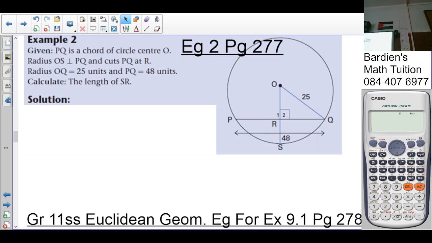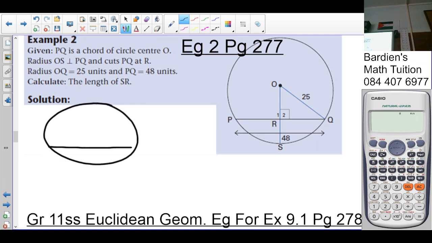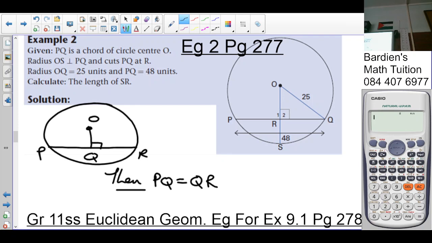So now we've got the circle. There's your origin. There's 90 degrees. If that is PQR, then what can we conclude? Then PQ is equal to QR, because of the perpendicular from center to chord. That is the reason for your theorem.